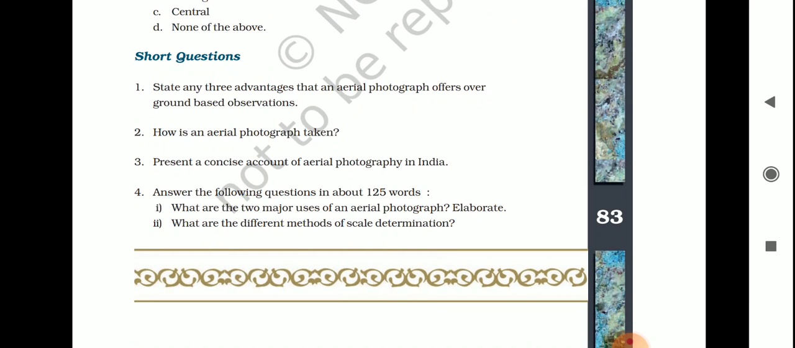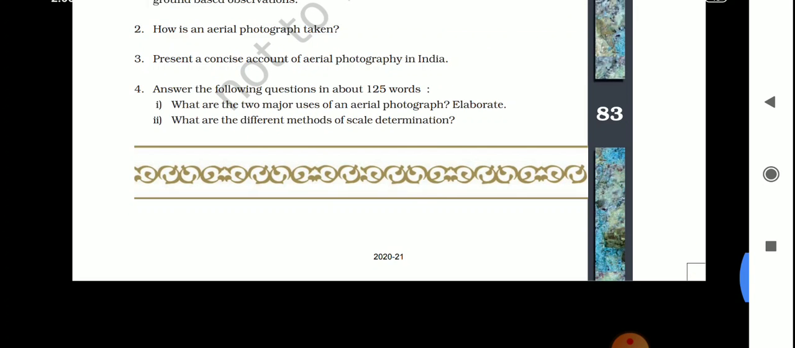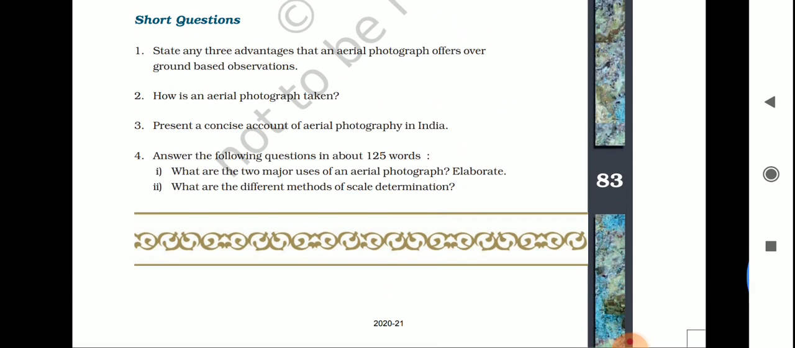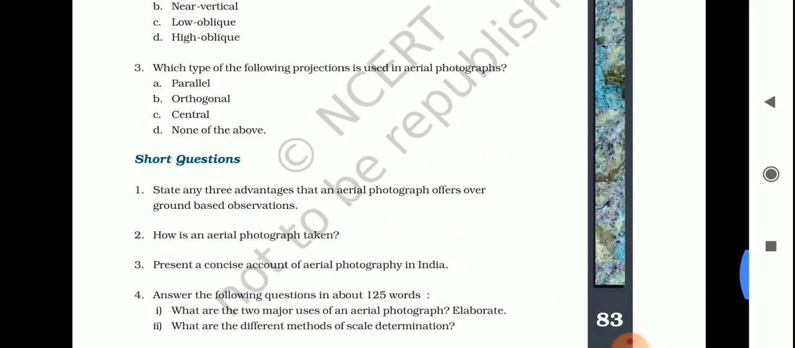Next we have the question: present a concise account of aerial photography in India. Students, I have already explained the answers to these questions, so these two questions you have to do by yourself. What are the two major uses of aerial photographs? Elaborate. Here you have to write two uses. And the second question is, what are the different methods of scale determination? Here you have to write about the scale we are using in this method in aerial photography.